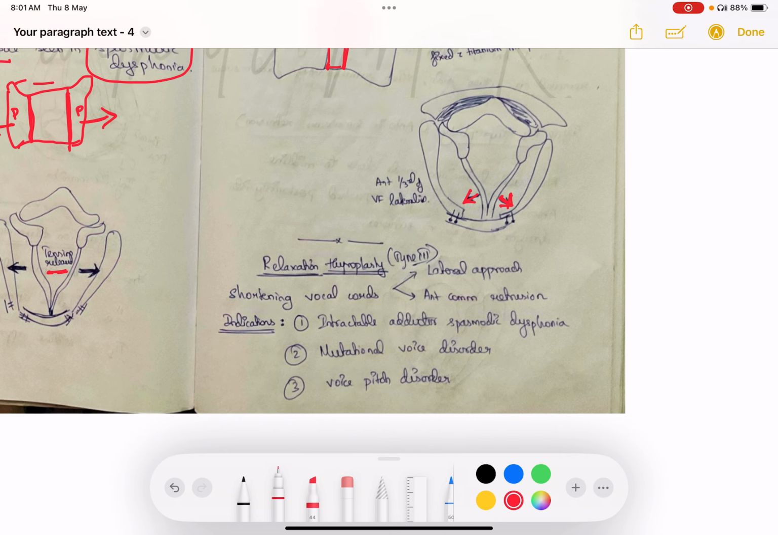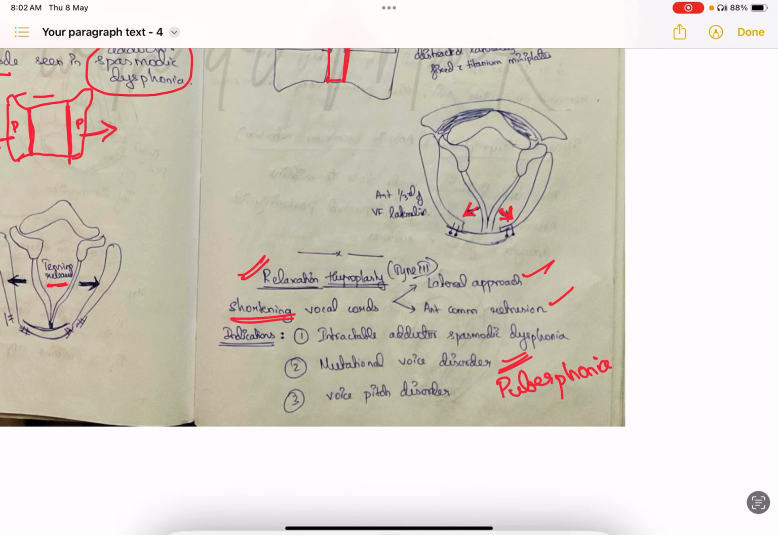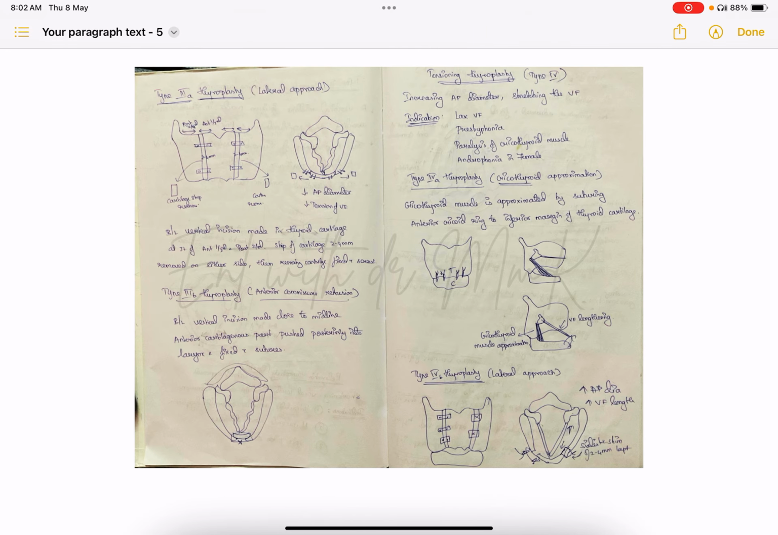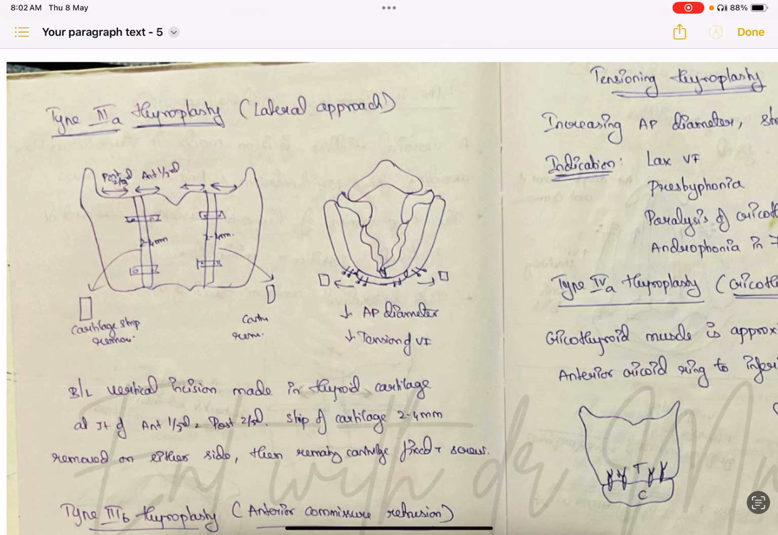Now going to type 3, that is shortening. This is again having a lateral approach and anterior approach, and this is mainly done in puberphonia, that is mutational voice disorder. Okay, how is it done? Type 3. Here again, lateral approach.